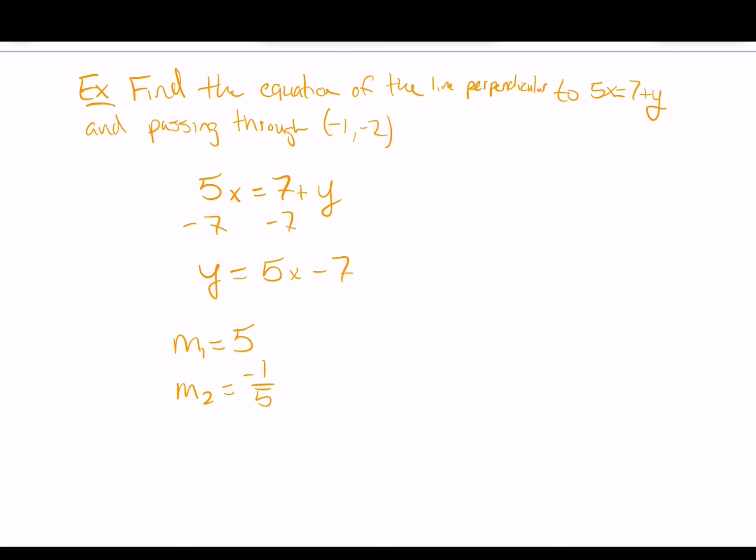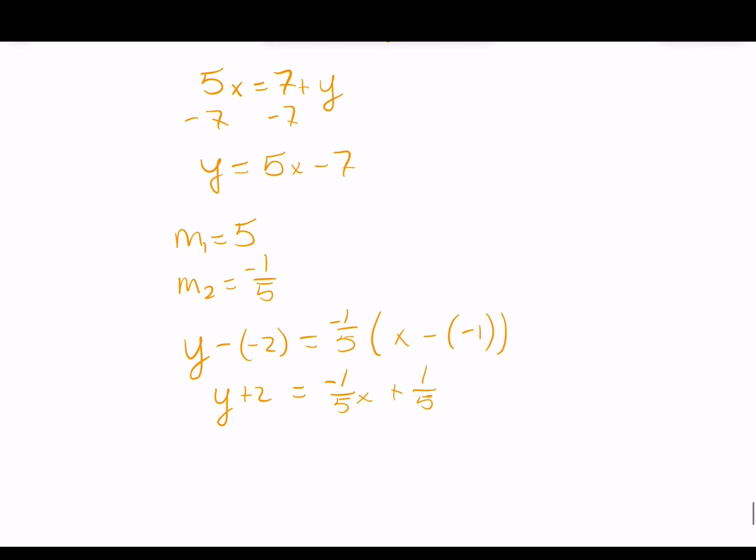Using the point-slope formula, we can plug in the point, so y minus a negative 2 is equal to the slope of the second line, which is negative 1 over 5, times x minus a negative 1. And we can distribute to get y plus 2 on the left side, negative 1/5 x plus 1 over 5. And then we can subtract 2 from both sides to get y is equal to negative 1/5 x, and then 1/5 minus 2.